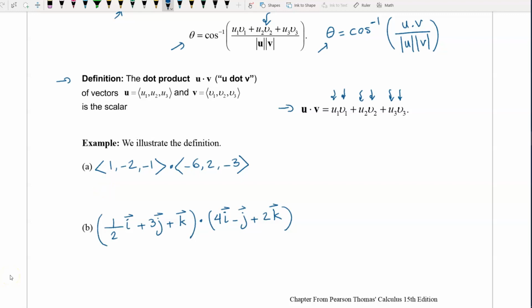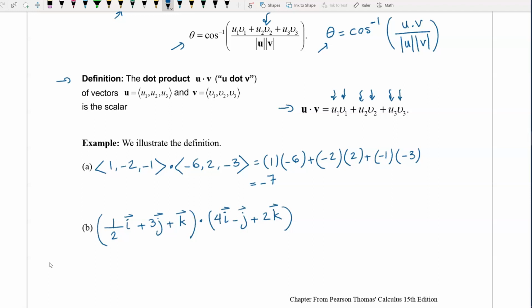In part A we have the vector with components 1, -2, -1, dotted with the vector having components -6, 2, -3. So using the definition of the dot product, we have 1 times -6 plus -2 times 2 plus -1 times -3. So this is equal to -6 plus -4 plus 3. So that is equal to -7.